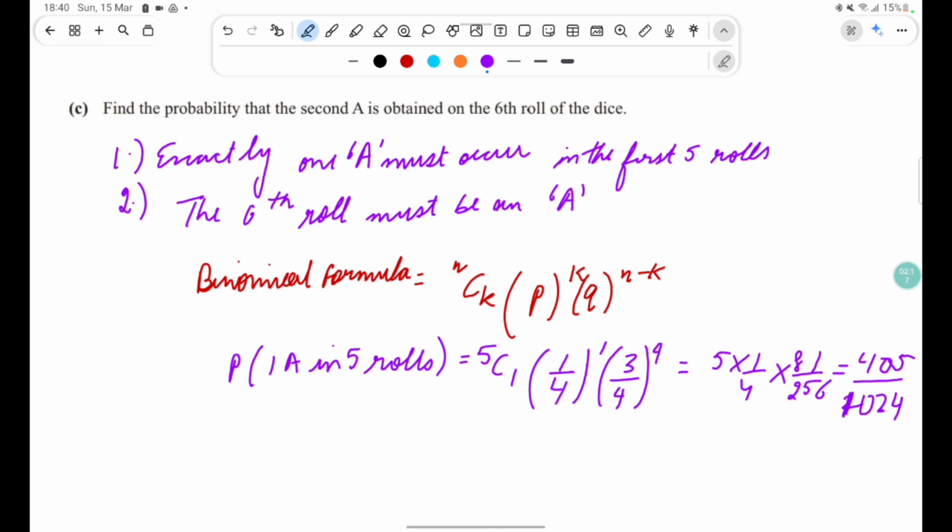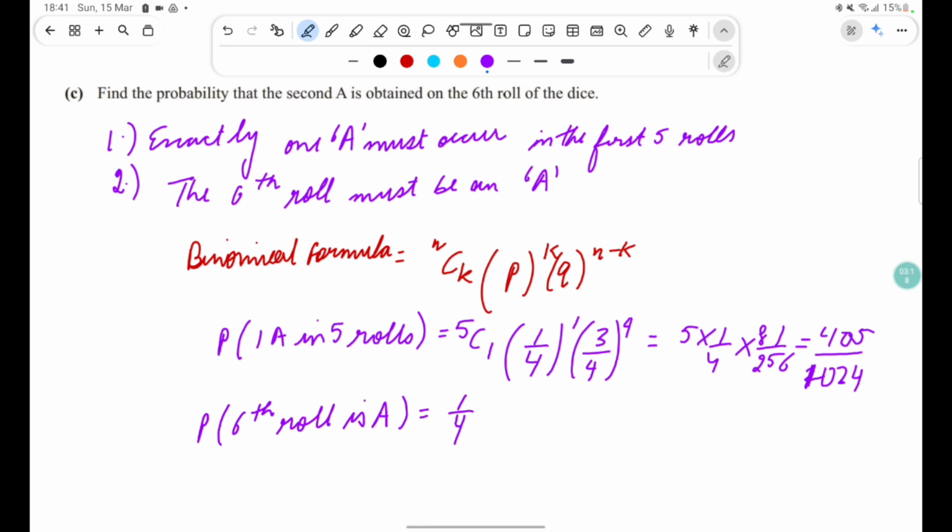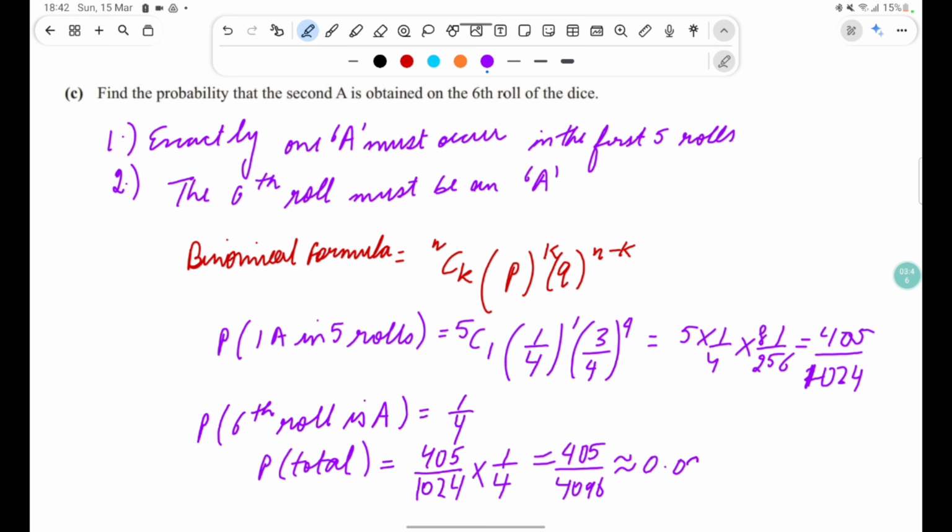Now the next case is that the 6th roll must be an A. So the probability that the 6th roll is A is 1 over 4. Now the total probability of both cases will be 405 upon 1024 times 1 by 4, which is nothing but 405 upon 4096. If we approximately calculate it, it will be 0.0989. This will be our final answer.